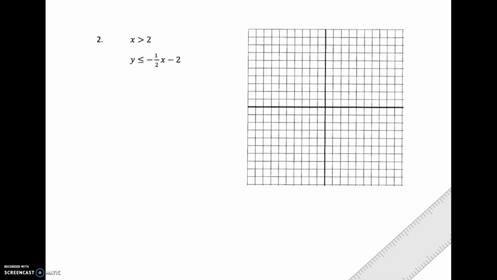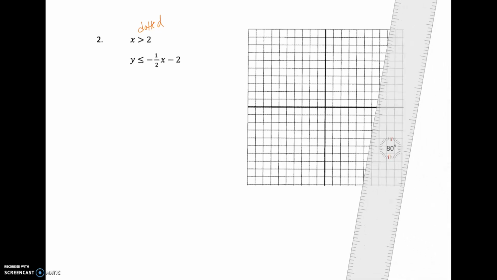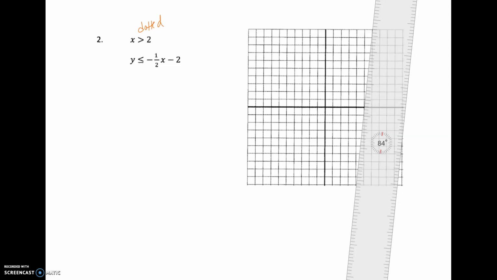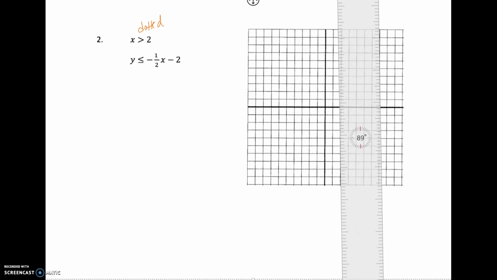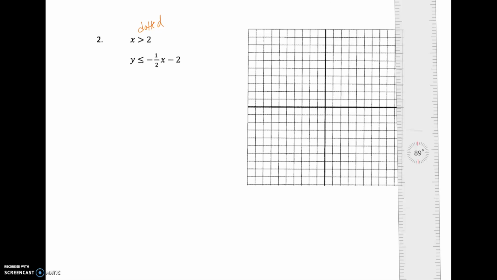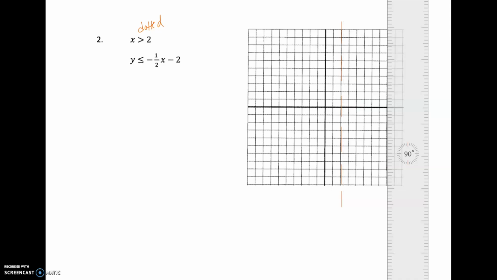X is greater than 2. This is going to be a dotted line. And it's going to be going right through 2. It's a vertical line. So I find 2. It's an easy one to do. And I'm trying to see my ruler here. It's not wanting to move very easily. Okay. So we said that's a dotted line. Got it.